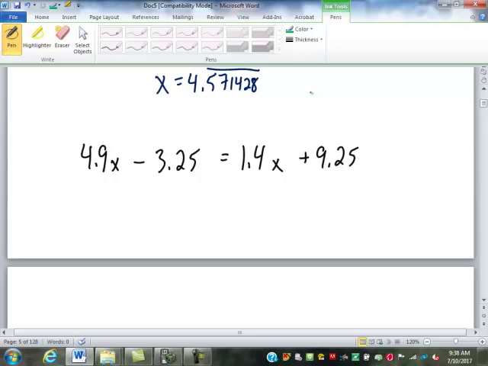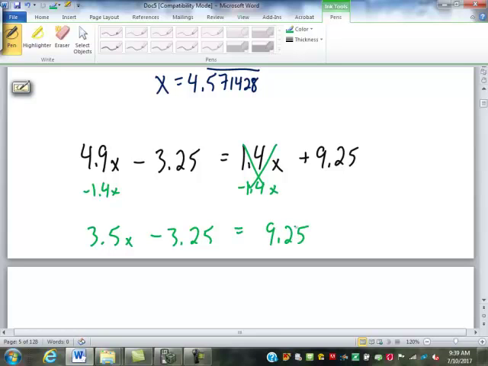Careful. There's one thing I should do first. I could do that, but there's one thing I really should do first. Subtract the 1.4x. Yeah, so the x appears twice, so I should get rid of one of those x's. So we get rid of the 1.4x by subtracting it. So on the left side, 4.9x minus 1.4x is 3.5x minus the 3.25 equals 9.25. What do we do from there?